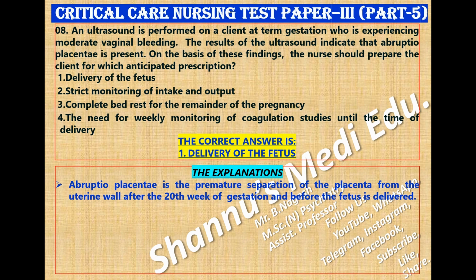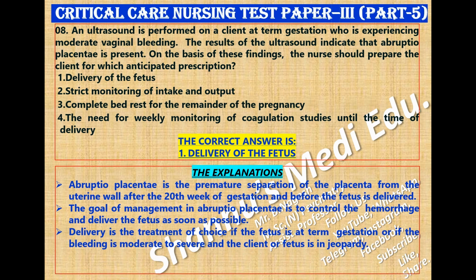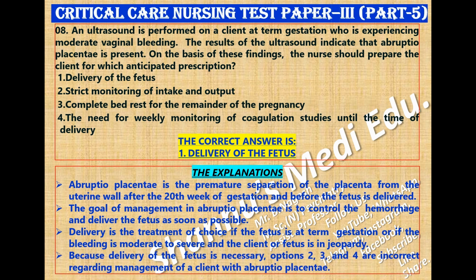The explanation of this question: abruptio placentae is the premature separation of the placenta from the uterine wall after the 20th week of gestation and before the fetus is delivered. The goal of management of abruptio placentae is to control the hemorrhage and deliver the fetus as soon as possible. Delivery is the treatment of choice if the fetus is at term gestation or if the bleeding is moderate to severe and the client or fetus is in jeopardy. Because delivery of the fetus is necessary, options 2, 3 and 4 are incorrect regarding the management of a client with abruptio placentae.